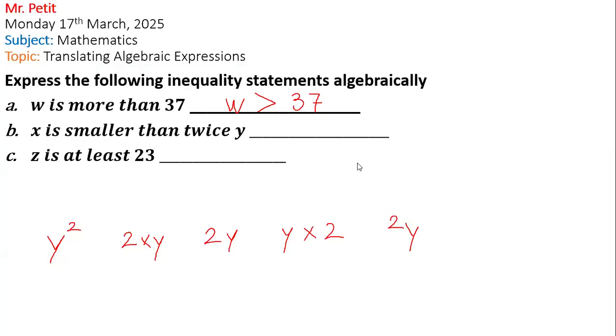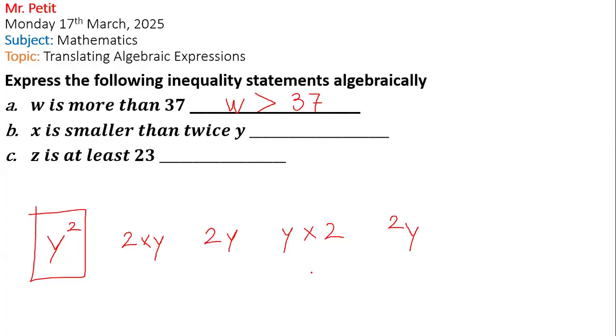Okay. How do we write 2Y? It didn't say 2, it said twice Y. So what's it gonna be? Is it Y times 2? How about 2 times Y? How about Y times 2? How about Y to the power of 2?